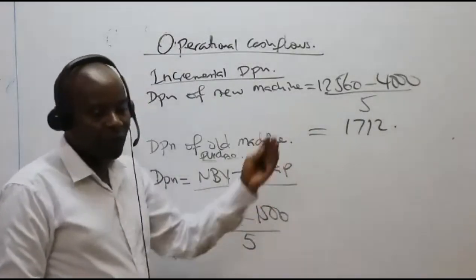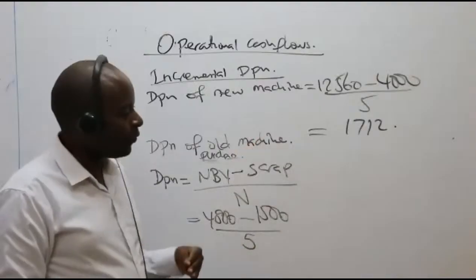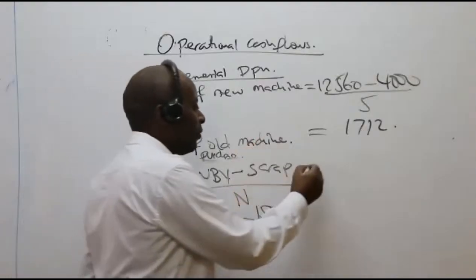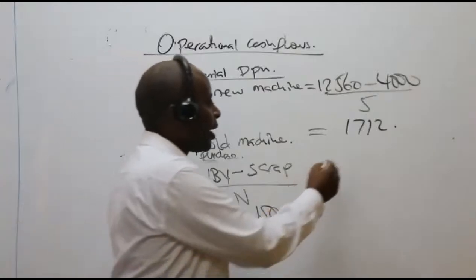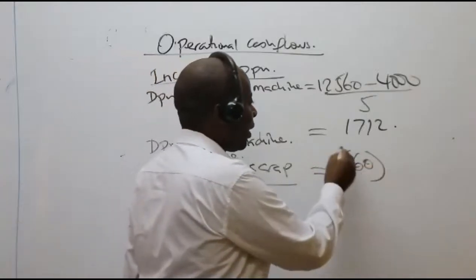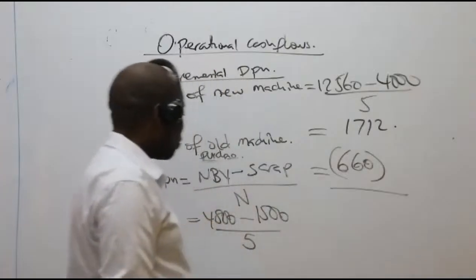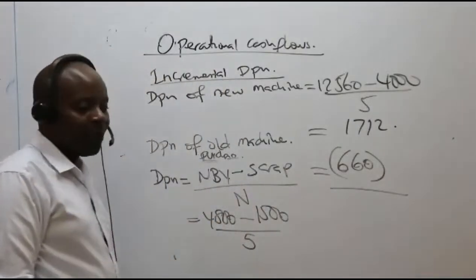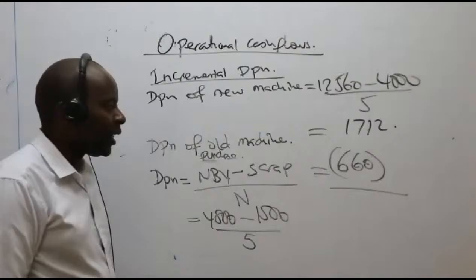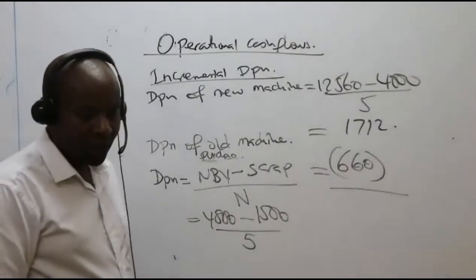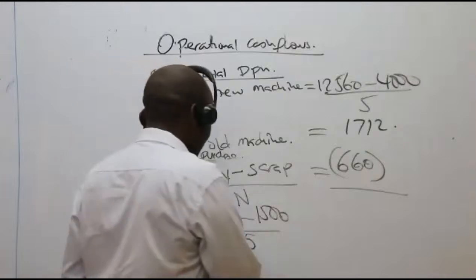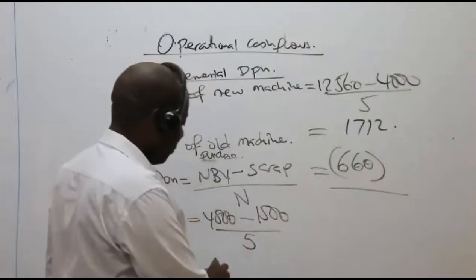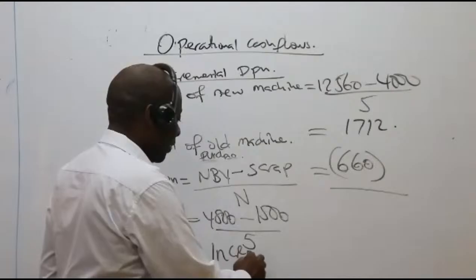Don't tell me the thing of 7. Moving forward, 5. So then, ladies and gentlemen, what figure do we have here? Somebody is giving me a figure of 660. So could you kindly subtract here to give me the incremental depreciation? Give me the incremental depreciation, 1052. So we have here incremental depreciation.